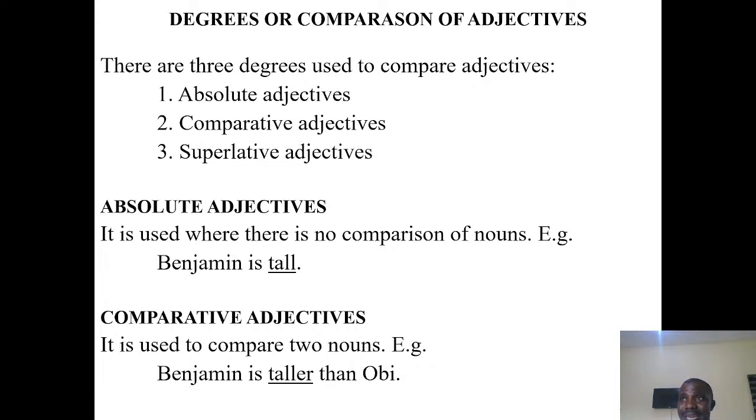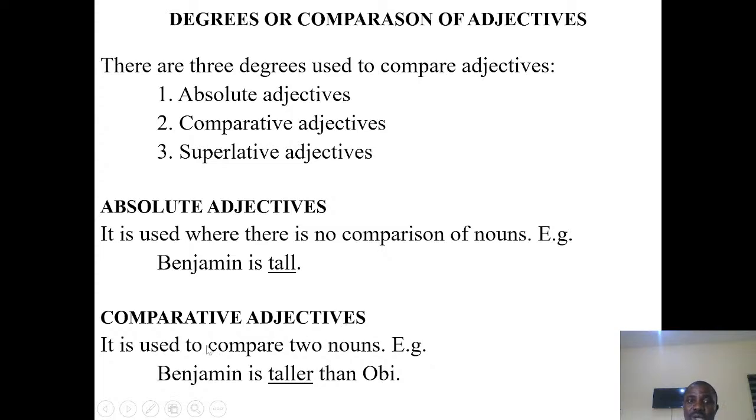When we are not comparing the noun, it's absolute. When we are using two to compare the noun, it's comparative. When we are using more than two to compare it, it is superlative. Now let us look at absolute adjective. It is used where there is no comparison of noun. Benjamin is tall, no comparison of noun.